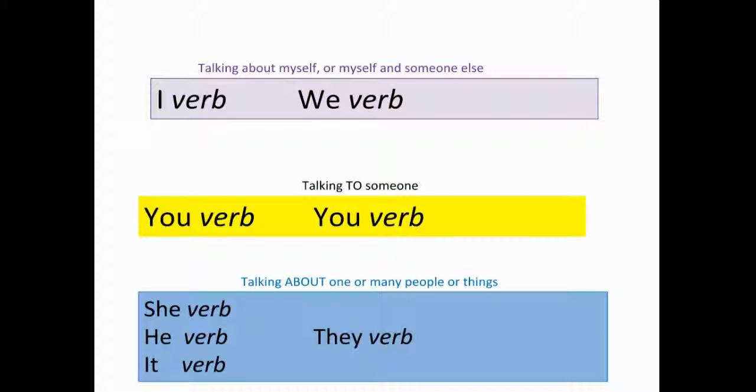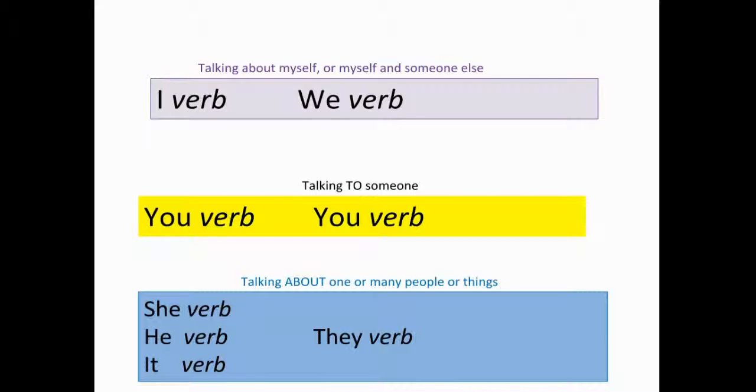Let's look at the rows, the purple row. This is the first person row. I am talking about myself when I say I and then the verb, or I'm talking about somebody else and myself when I say we. The yellow row, this is second person. This means you're talking to someone. We have a you singular and a you plural. Sometimes in colloquial English we'll say you guys or y'all.